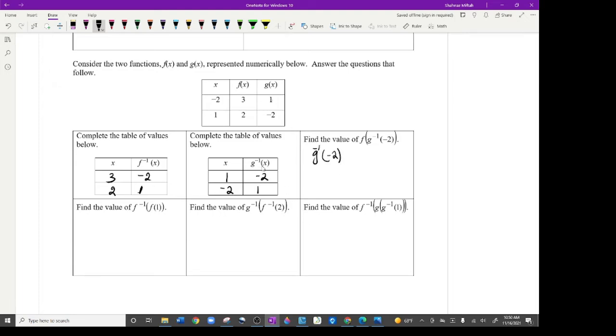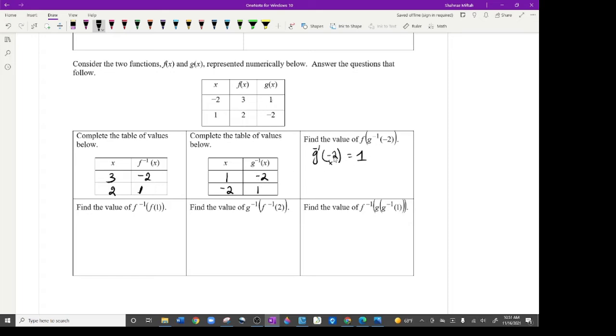This is g inverse. Negative 2 is my x value. You do know that. Everything goes here as an x value. Then what is the y value? It's equal to 1. Are you guys with me? I picked these numbers from this table.